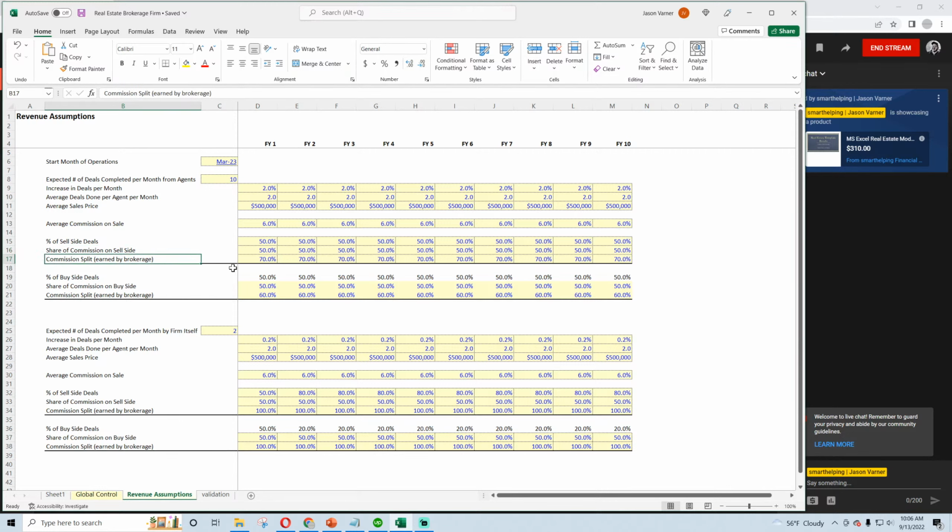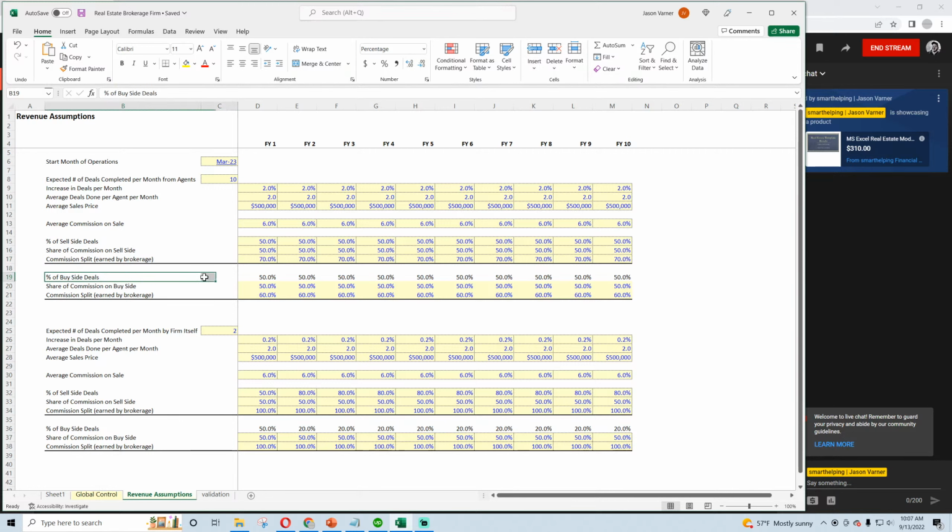So the percentage of sell side deals says out of all the deals you do, in this case, half of them are sell side. And on your sell side, the share of the commission is whatever this is. You can put it in here, we're just saying half. So half the deals are sell side, and of the commissions of those deals, half goes to the brokerage. And of what goes to the brokerage, 30% goes to the agent, 70% goes to the brokerage. So there's a split.